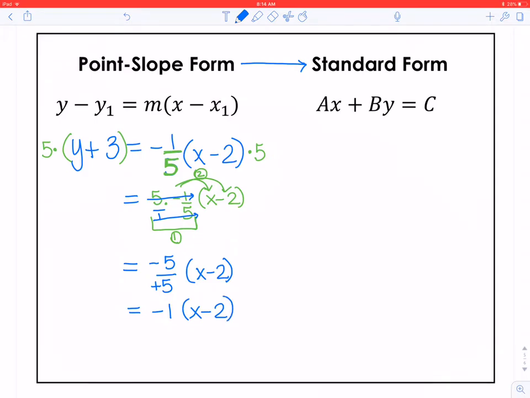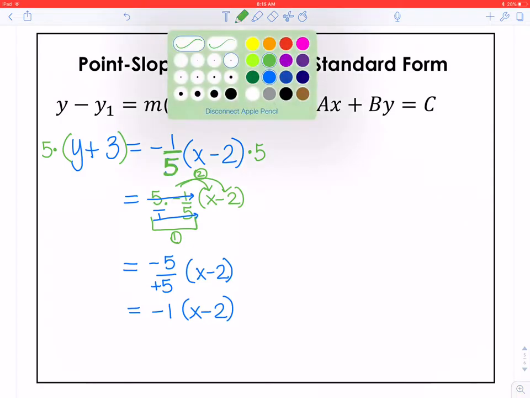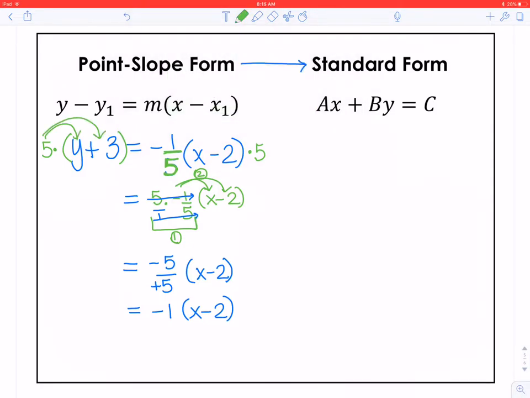Right, we can clean that up and get rid of that fraction so long as whatever we do to one side, we're doing to the other. So I also need to distribute this 5 times my y plus 3. So 5 times y would be 5y. 5 times 3 would be a positive 15. So let's update that. We now have 5y plus 15 is equal to negative 1 times x minus 2. Okay, so we need to distribute that negative 1 so we can get rid of our parentheses. No fractions now. I'm sure we're much happier.